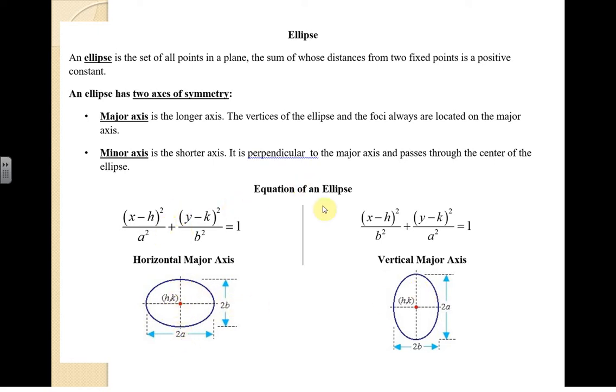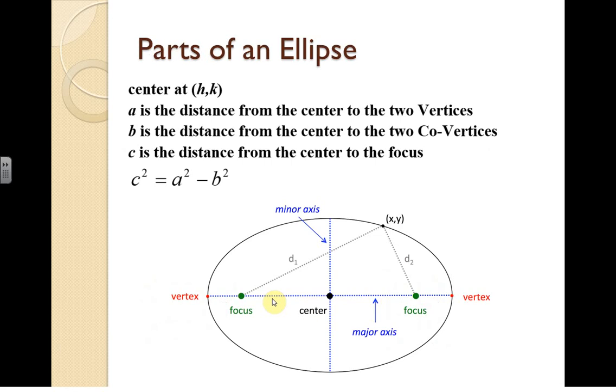We're going to keep going with all of this, but if the number underneath your x value is bigger, it means that you're going to have a major axis that's horizontal. If the number under the y is bigger, you're going to have a vertical major axis. So you're going to have either a tall and skinny oval or a short and fat oval.